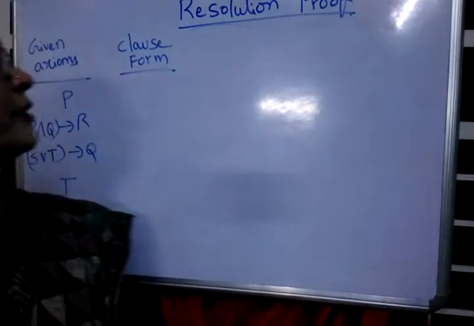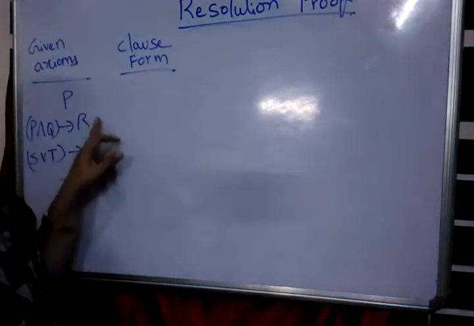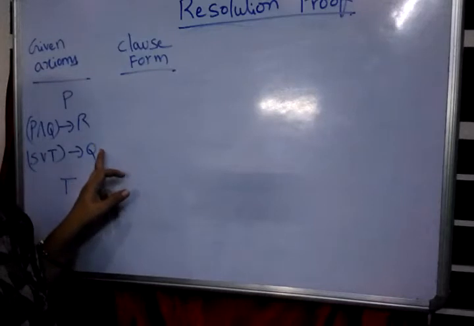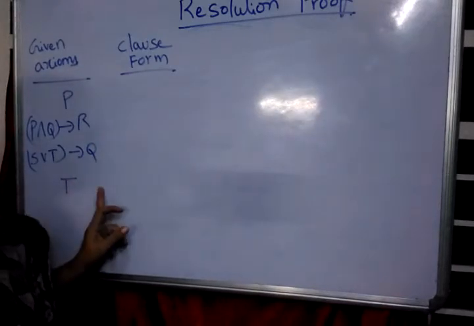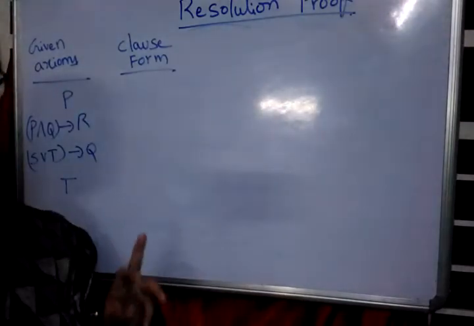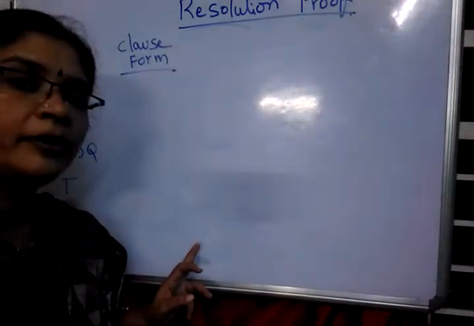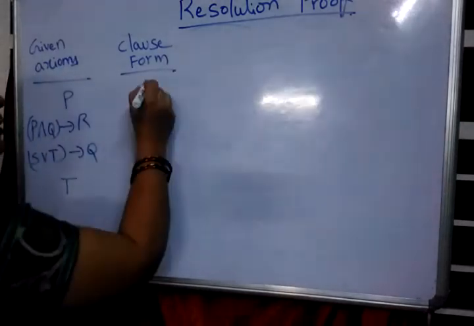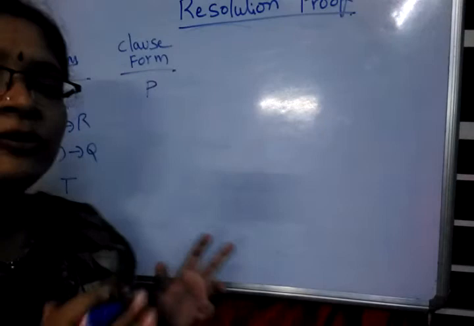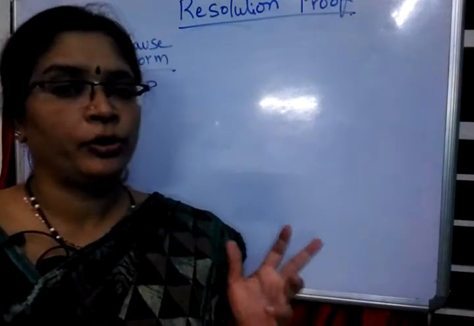Now we see some given axioms: P, P and Q implies R, S or T implies Q, and finally T. These are the set of axioms. We have to convert them into clause form, so we have to remove the implication symbol. What is the meaning of conversion to clause form here? Now we are going to see.